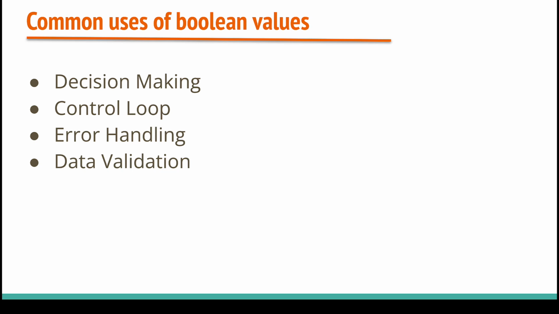Now, the reason it's important to understand how to utilize this is that we're going to have various uses of it when we start elaborating a little more on the code. We're going to look at more in terms of decision making, loop control, error handling, as well as data validation.